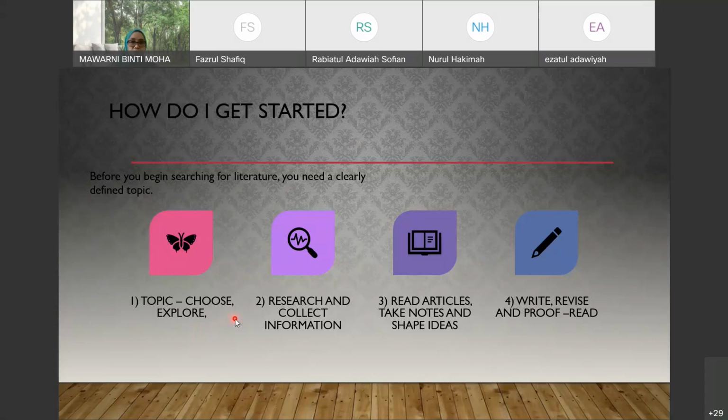Okay, number 1, topic you choose and explore. Number 2, you research and collect the information. Number 3, you read the articles, take notes and shape ideas. Read articles means serious reading, means active reading, means you ask a lot of questions in your mind about the articles. The WH questions: what, when, who, how, and so on and so forth.